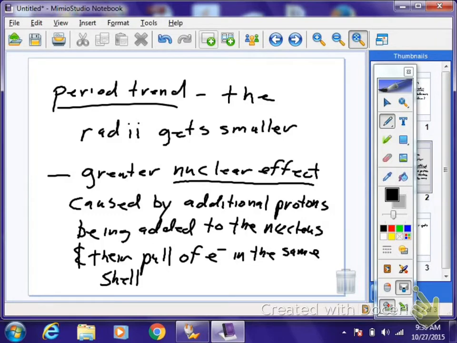I tried to make that as short as I could. The idea is called the nuclear effect. What's the nuclear effect? You're adding additional protons to the nucleus, and the effect is that there is a greater pull on those electrons in that same shell.